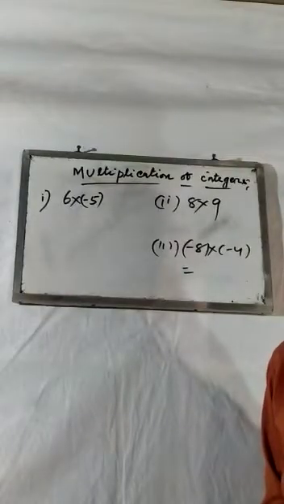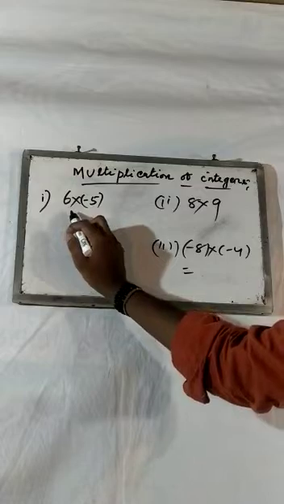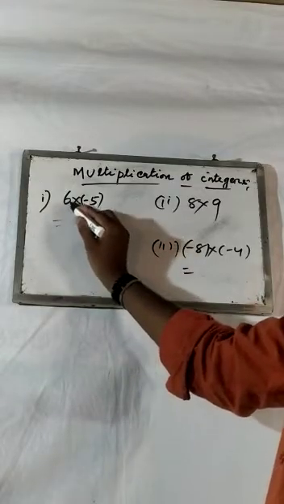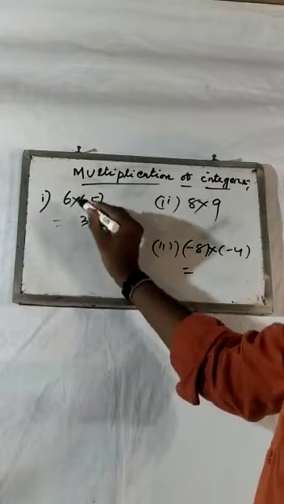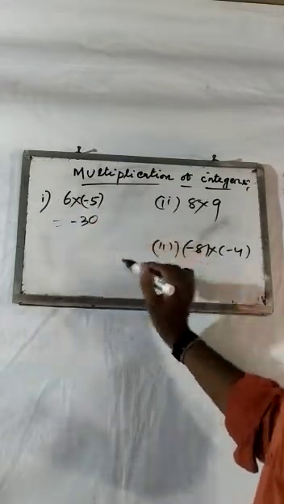Now we will read about multiplication of integers. Let us take an example: 6 into minus 5. 6 is a positive integer and minus 5 is a negative integer. So for your result, you just multiply 6 into 5, which is 30. One number is positive, another number is negative, so your result will be negative.